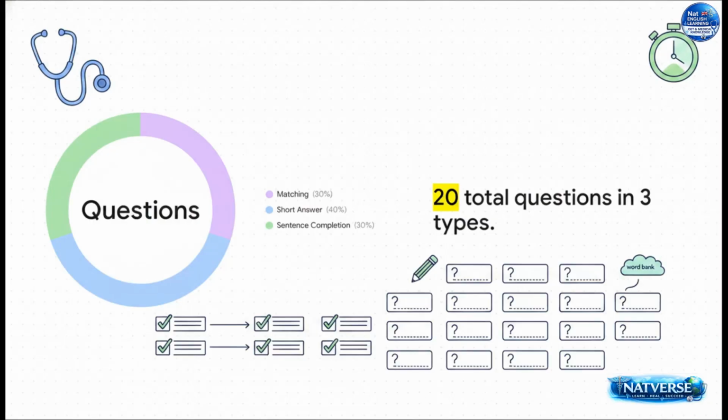And this breakdown brilliantly illustrates your challenge. You've got 20 questions split perfectly into 3 distinct types. You'll face 6 matching questions, where you just identify which text contains specific info. Then 8 short answer questions requiring brief, exact phrases pulled right from the texts. And finally, 6 sentence completion questions, where you have to fill in the blanks using the exact words provided in your reading.